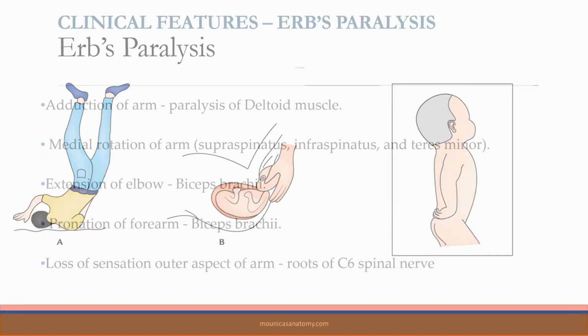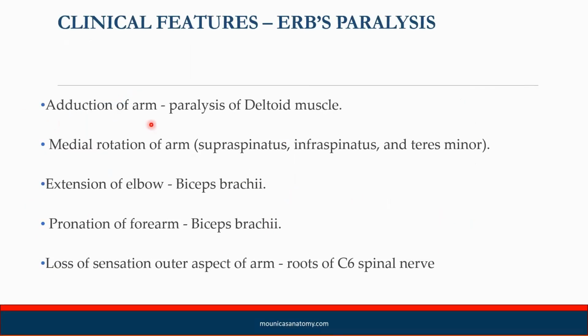And what are the clinical features? Adduction of the arm is because of paralysis of deltoid muscle. As we all know, deltoid muscle helps in abduction of the arm. So because of its paralysis, there is adduction of the arm. Medial rotation of the arm because of paralysis of supraspinatus, infraspinatus and teres minor muscles. These muscles actually help in lateral rotation of the arm. So when they are paralyzed, the arm will be in medial rotation.